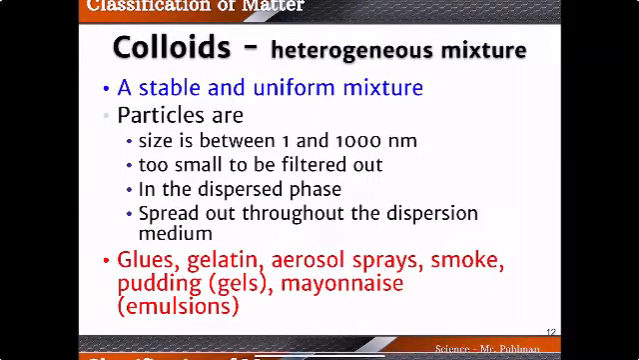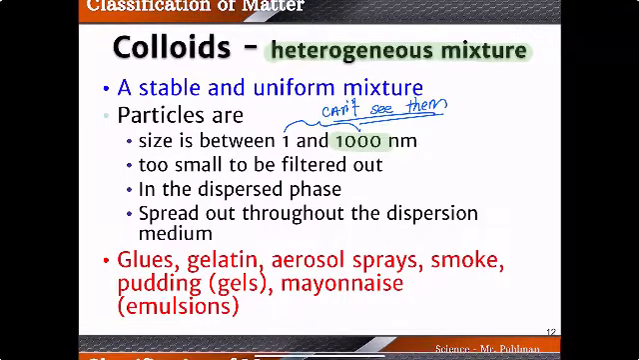We got our first subcategory, colloids. A colloid is heterogeneous in nature. It's made up of two or more different things. But the particles in colloids are very small, between 1 and 1,000 nanometers. To put this into perspective, you can't see them.